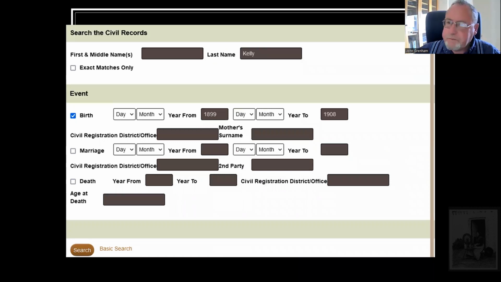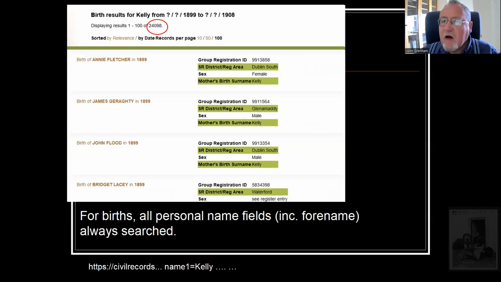All right, let's look at Kelly alone between 1899 and 1908. That's 10 years. Why am I doing that? Because I want to show you one of the most confusing features of this advanced search. You have 24,098 records. Just keep that in mind for a second. But you have Anne Fletcher, you have James Geraghty, you have John.